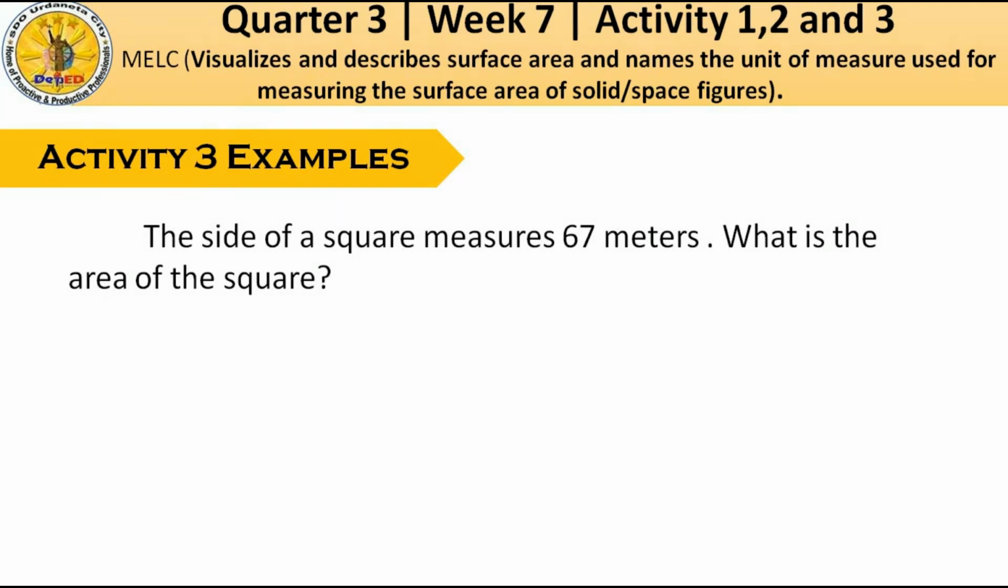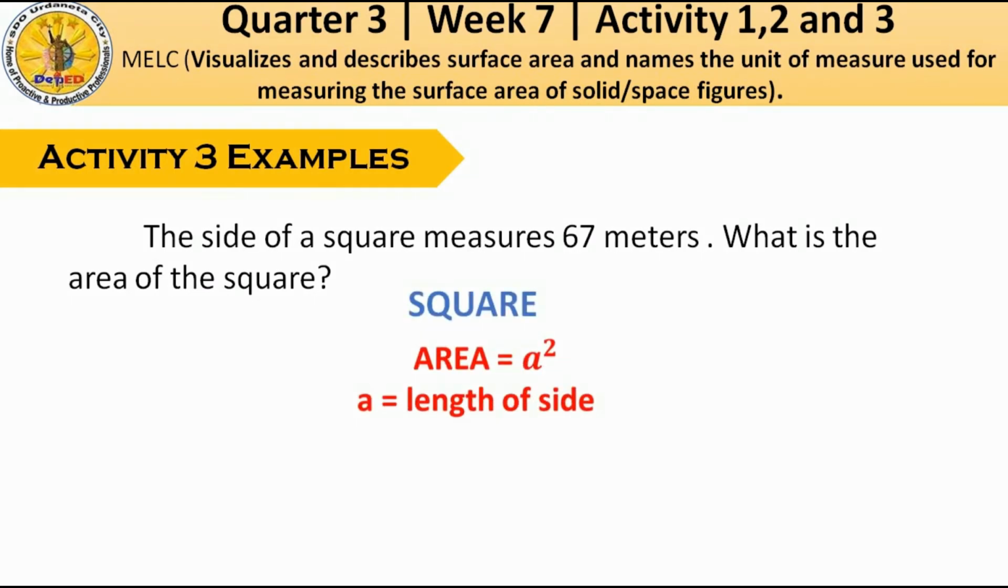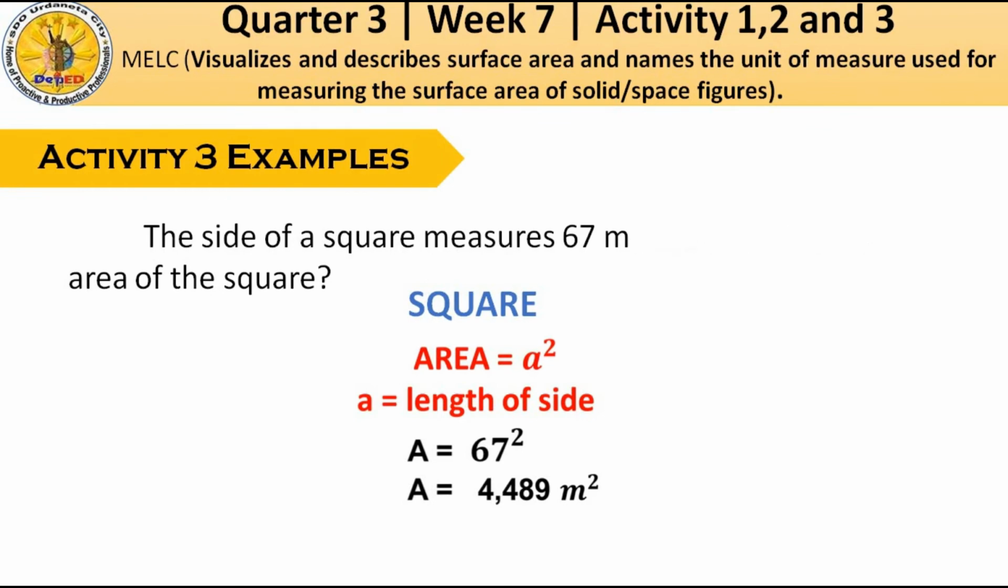Again, we have to look for the formula in finding the area of the square. The formula is area is equal to a squared, where a stands for the length of the side. Therefore, area is equal to 67 squared. Now, 67 must be multiplied by itself. So, 67 times 67, the correct answer is 4,489 meters squared. Therefore, the area of the square is 4,489 meters squared.